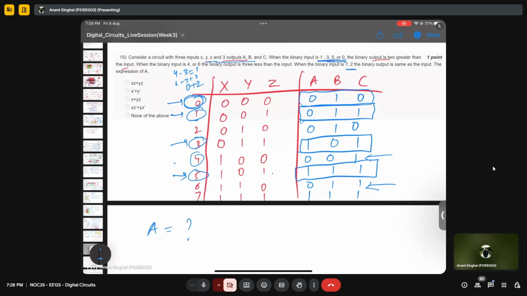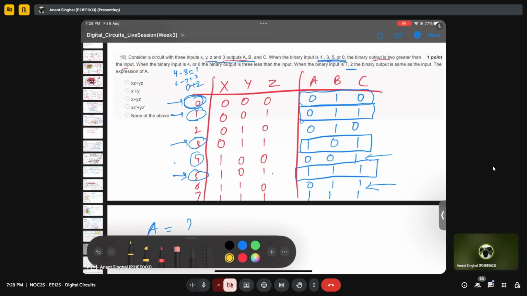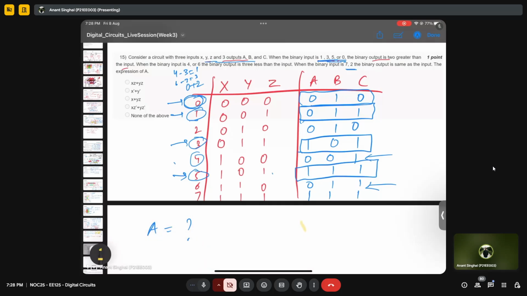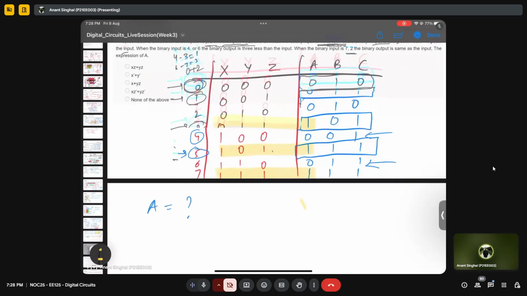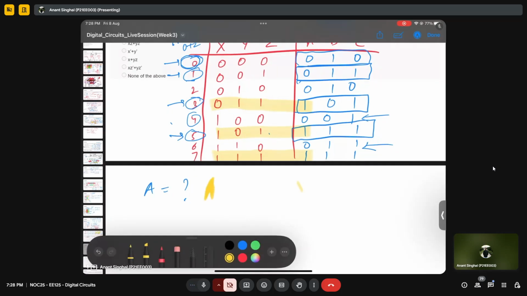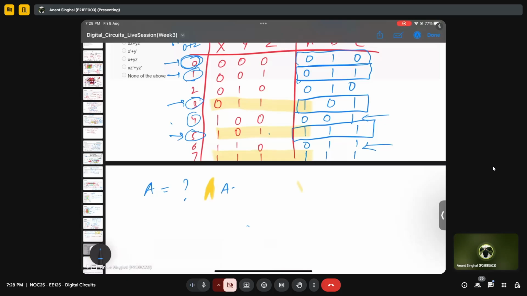Yes, sir. So for the expression of A, we only need to take the terms which have 1. So basically A is nothing but x complement yz, which is 3 here, plus 5, that is x y complement z, and the last one is x y z. Is it clear to everyone? This is, I think, very easy.